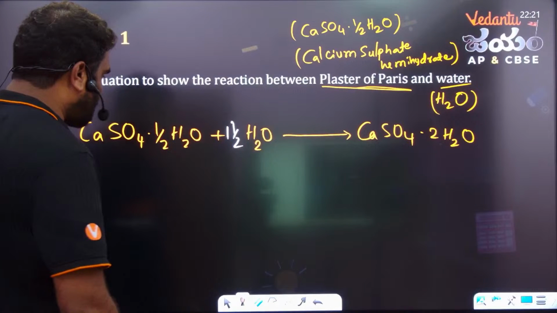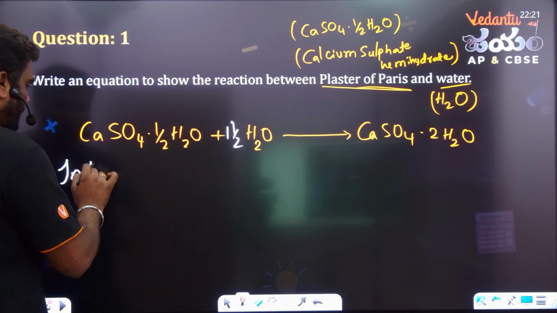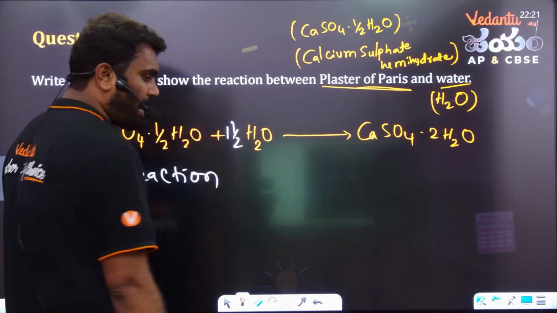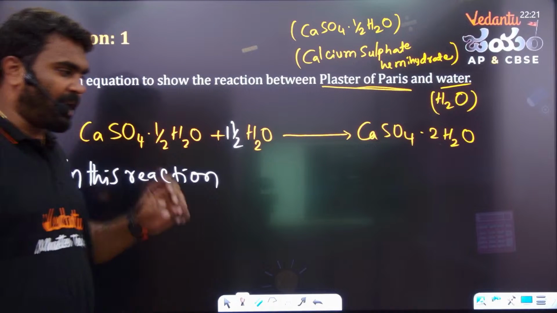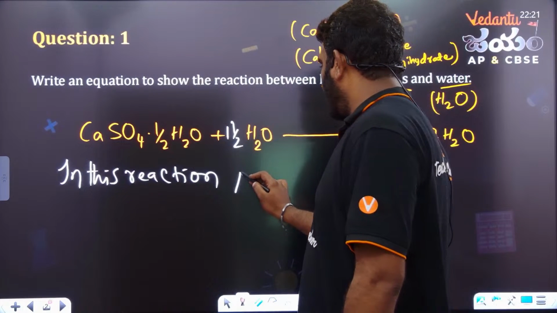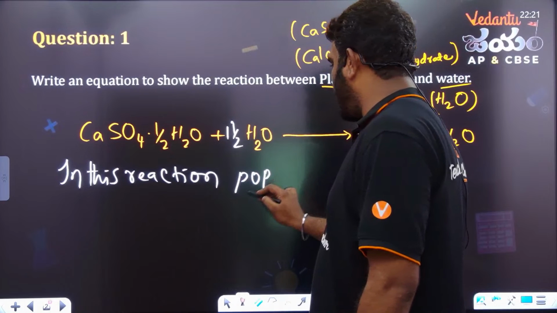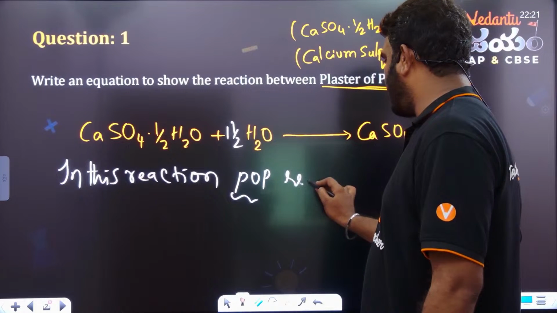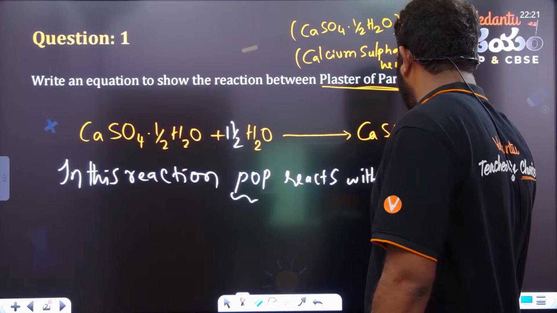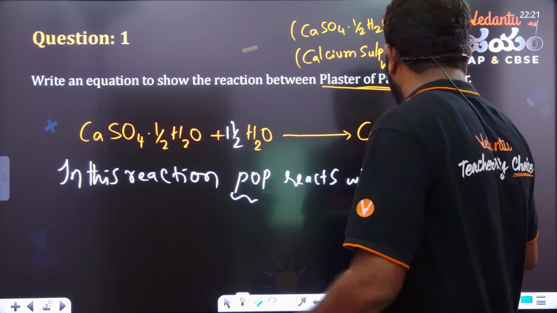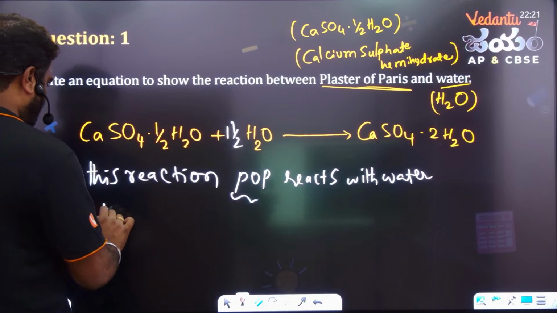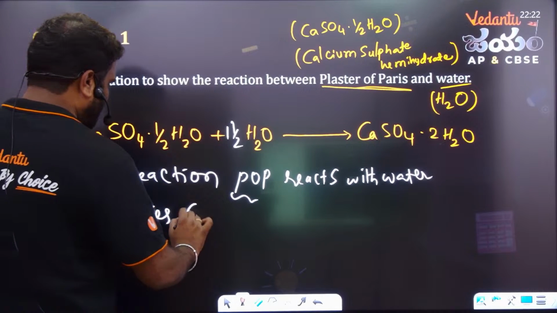So in this reaction, plaster of Paris, POP, reacts with water. What does it produce? It produces gypsum.